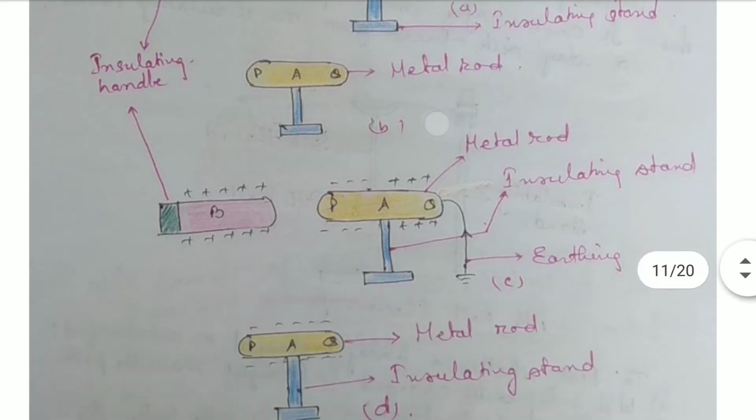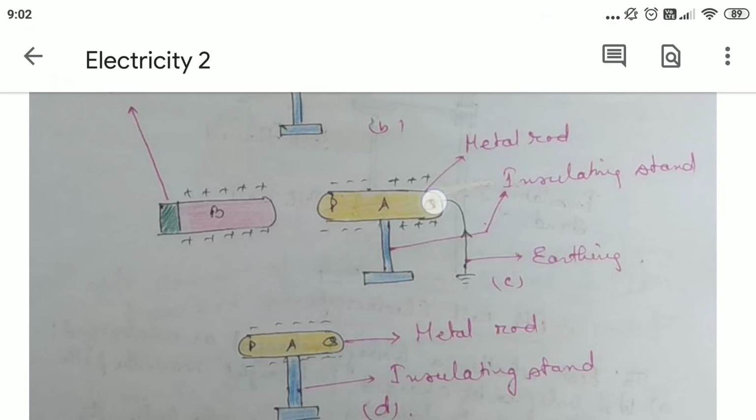Now if the Q end is earthed or touched by hand when the glass rod is near the rod A, at that time the P end was negatively charged and the Q end was positively charged. We do the earthing of the Q end. Then the electrons from the earth will move towards the Q end and neutralize this end. This Q end will be neutralized.